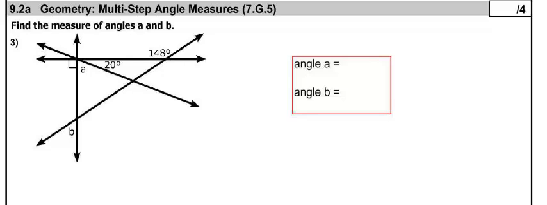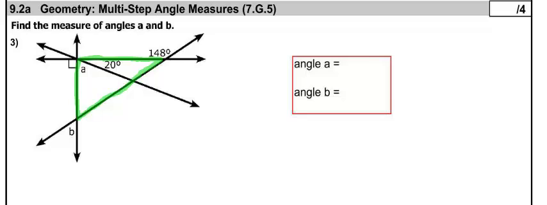All right, so here's 9-2 in its multi-step angle problems. You can see that they've given us the 20 degrees. They want us to find A and B. My suggestion when you see a problem like this, since you know rules about triangles, is to see if there's a triangle present. There is a triangle right there.